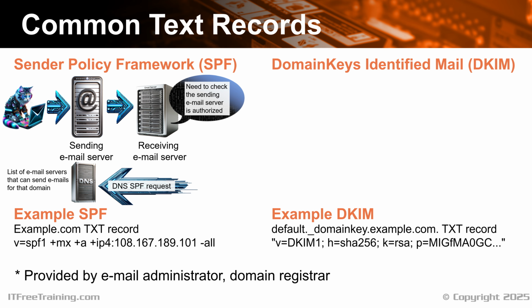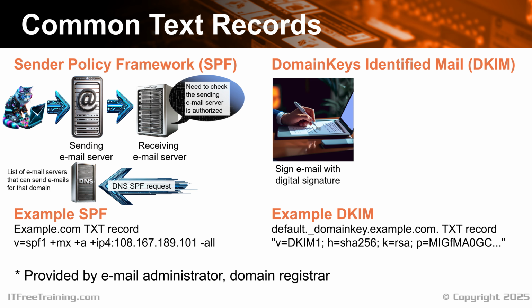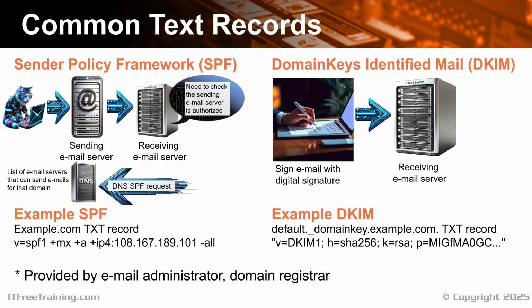DKIM works at the email level. It does this by signing the email with a digital signature. The digital signature is sent with the email to the receiving email server. The email server will use the DKIM record to verify the email. DKIM thus adds a way to check the contents of the email to ensure they come from a trusted source and have not been modified. If you were to get an exam question on this, it would probably test your basic knowledge of each. So remember that SPF tests the sending email server and DKIM uses digital signatures to verify emails.